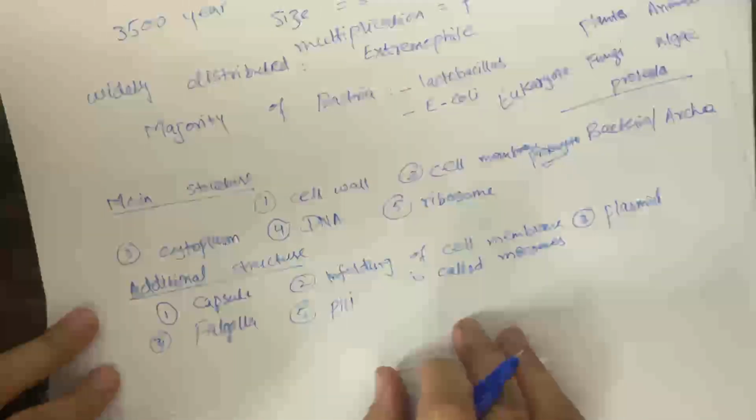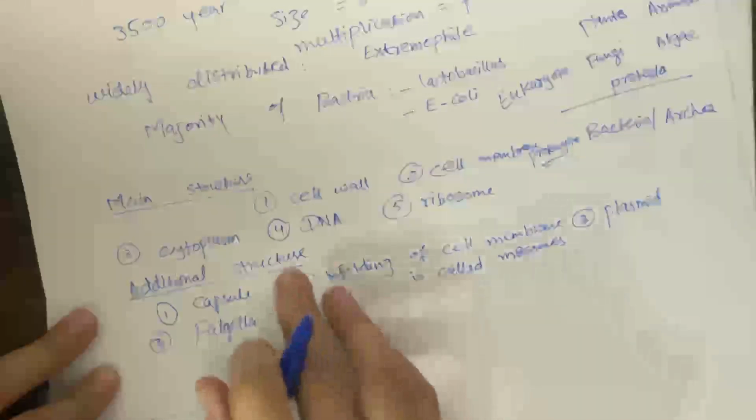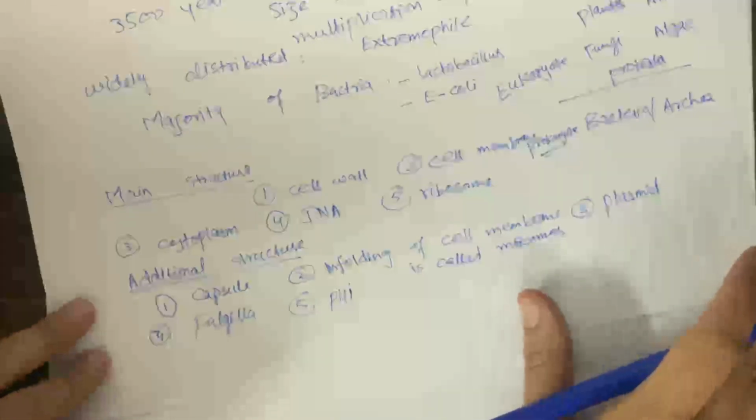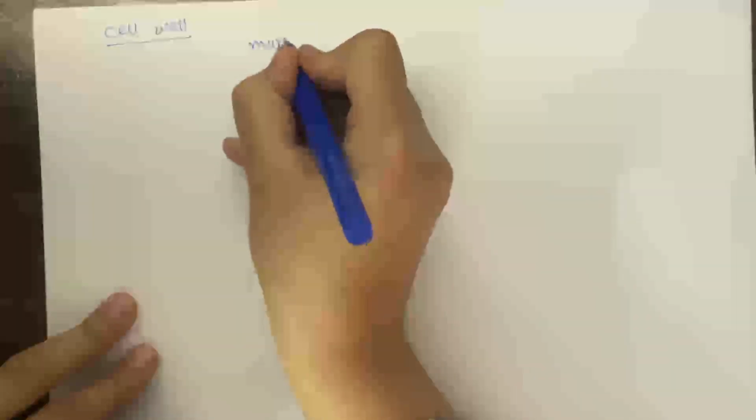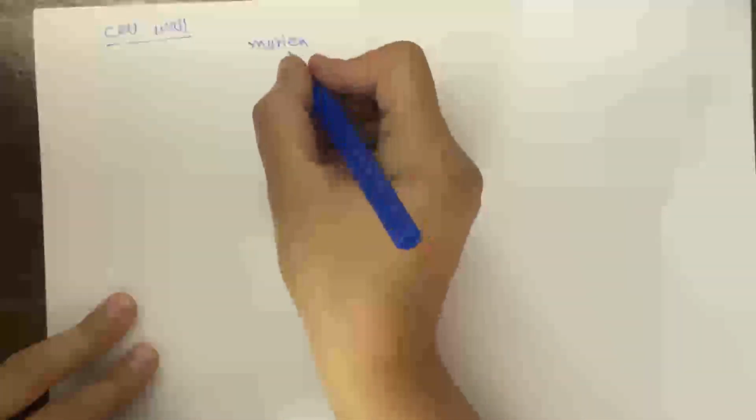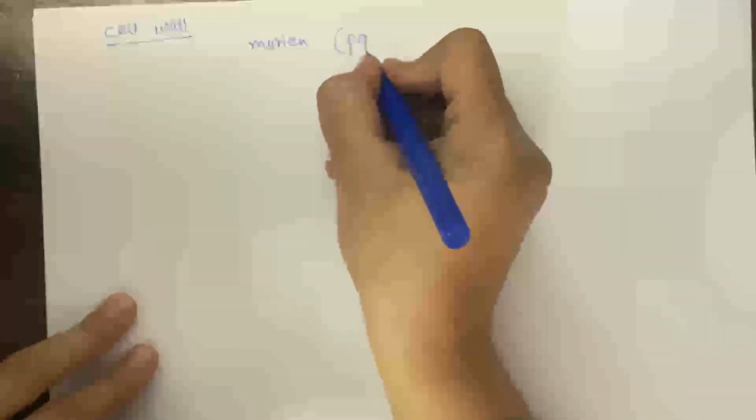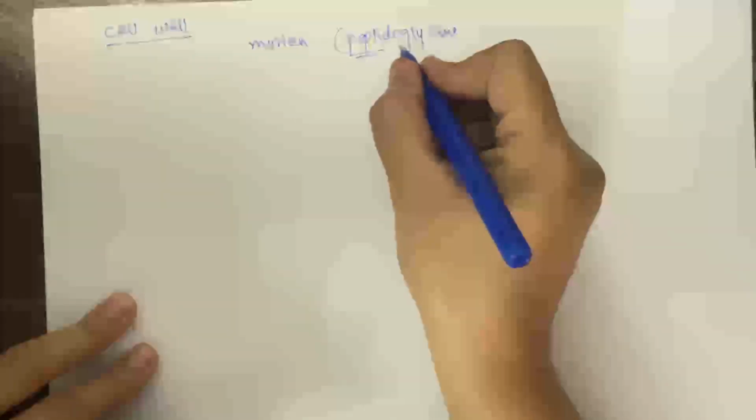We will briefly describe the main structures first. The main structure present in prokaryotic cells, first, is the cell wall. The cell wall of the prokaryotic cell is made up of murein. What is murein? Murein is peptidoglycan. As its name indicates, peptido means protein and glycan means polysaccharide. So this murein is basically made up of protein plus carbohydrate, polysaccharide. So polysaccharide plus protein is called peptidoglycan.